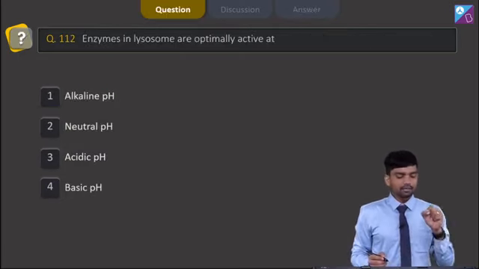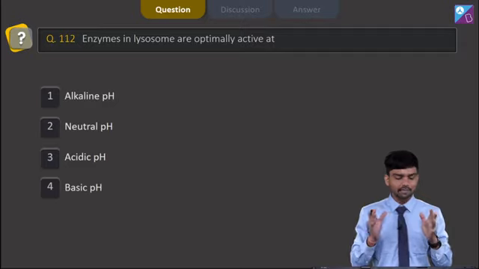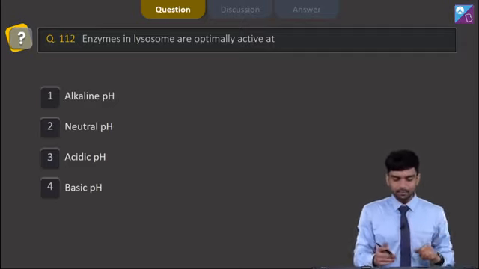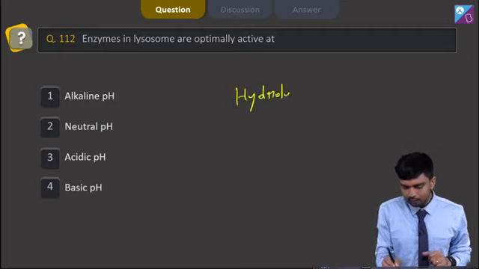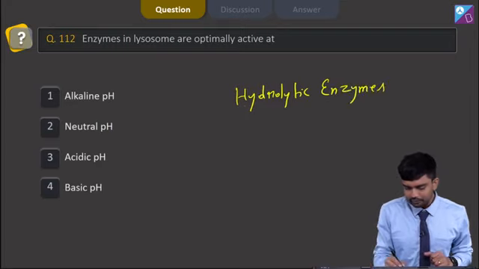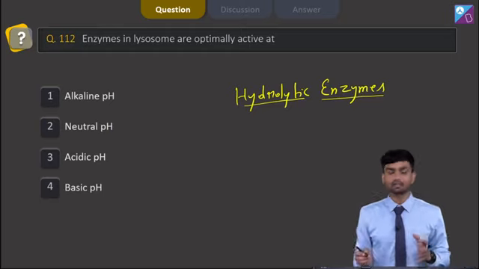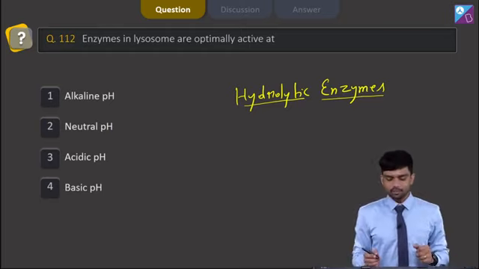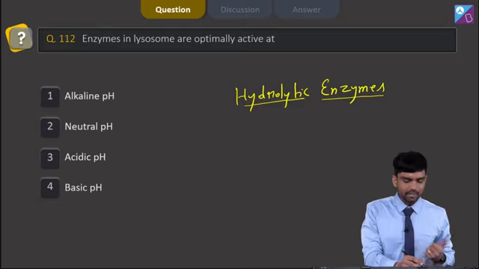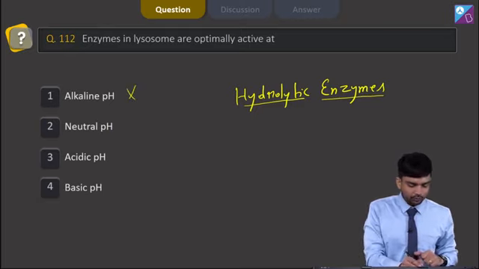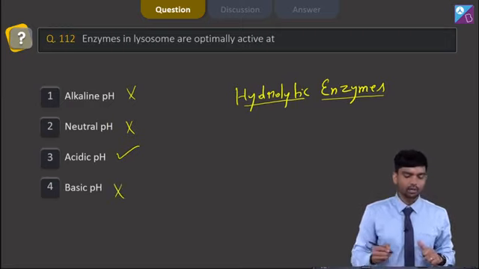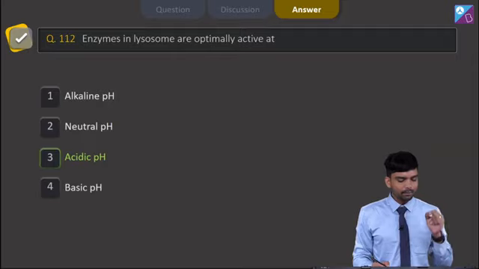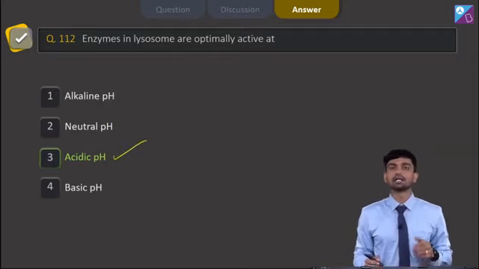So we move to question number 112, which says enzymes in lysosomes are optimally active at. So understand, lysosome consists of hydrolytic enzymes. These enzymes do the process of digestion at acidic pH. So the correct answer: alkaline pH, no. Neutral pH, no. Acidic pH, yes. And fourth, basic pH, which is also a wrong option. So we have option C, that is acidic pH, as the correct answer.